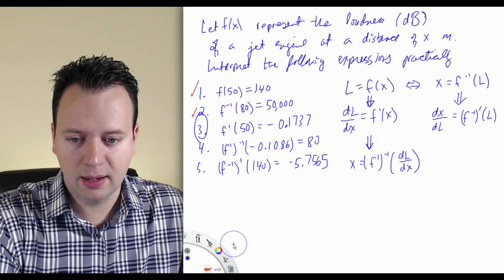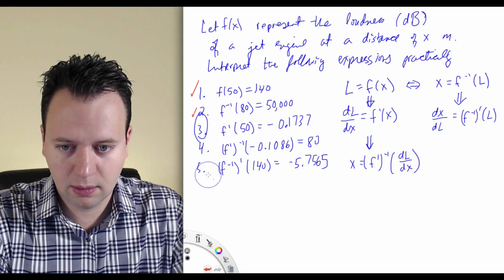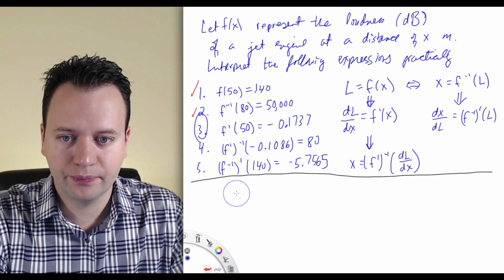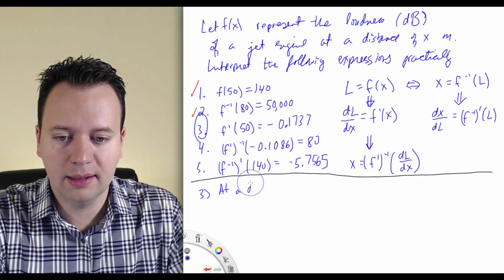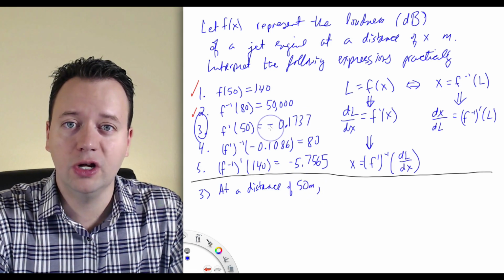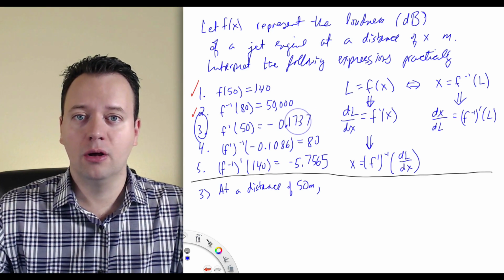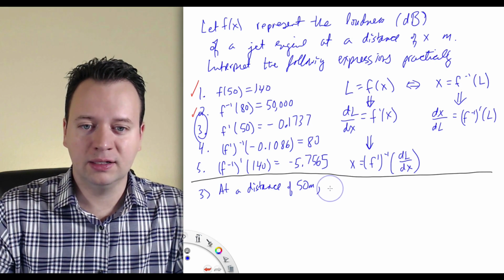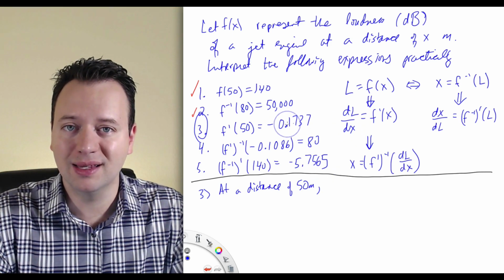So for number 3, we would say that at a distance of 50 meters away, this is the rate of change, it's dL/dx. So this tells me how much the loudness will change if I increase my distance by an additional meter. So it means if I stand approximately 1 meter further away, for every change in x, I should expect approximately this much change in the loudness.